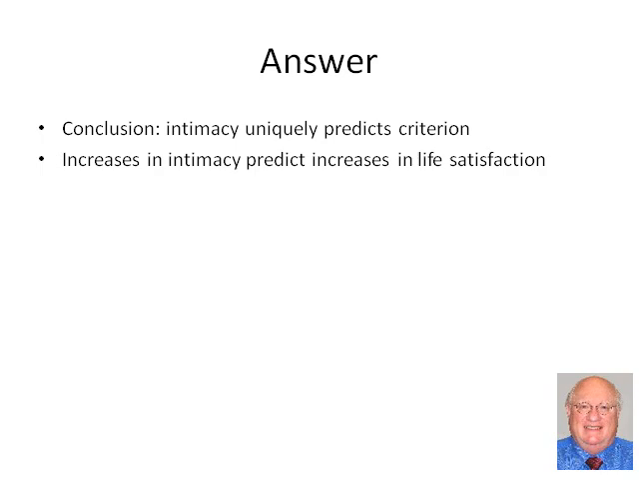As discussed in a previous class, the size of the area of Y uniquely predicted by a single predictor will change when other predictors are added or removed from the equation. We would also say that increases in intimacy predict increases in life satisfaction. This is based on the positive value of B for the predictor intimacy. If B had been negative, we would say that increases in the predictor predict decreases in the criterion.